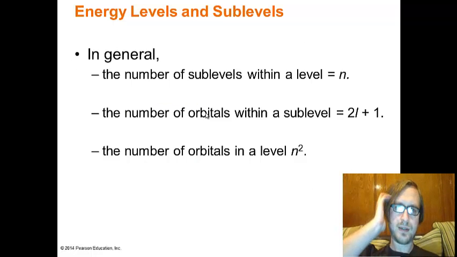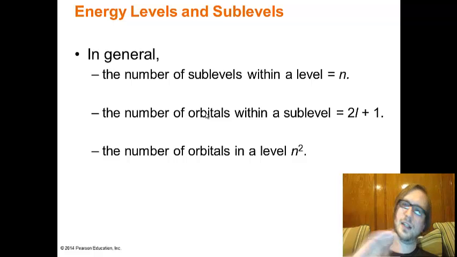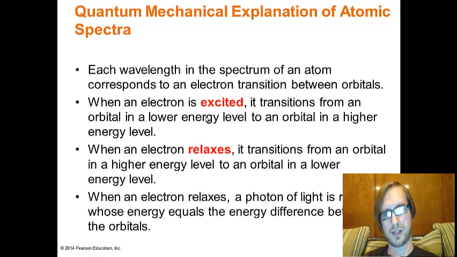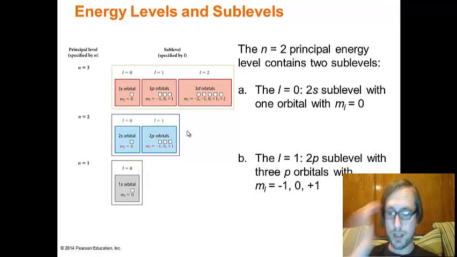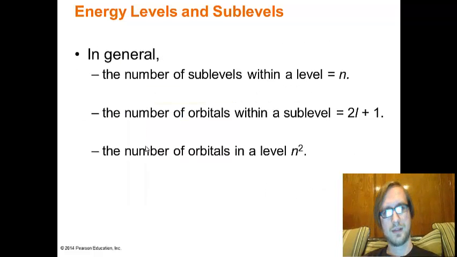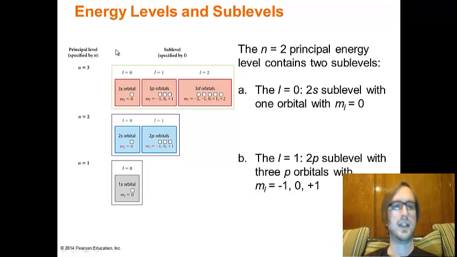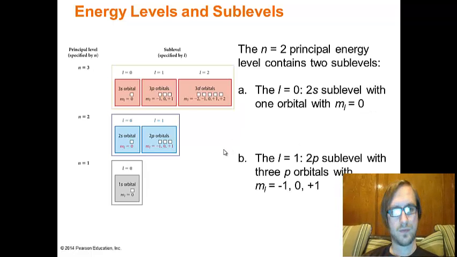So as I said, the number of sublevels within a level is equal to n. The number of orbitals in a sublevel is 2L plus 1. The number of orbitals in a level is n squared. Let's go back. So the number of sublevels in a level equals n. So n equals 1, we had 1 sublevel. n equals 2, we had 2 sublevels. n equals 3, we had 1, 2, 3 sublevels. The number of orbitals in a sublevel is 2L plus 1.